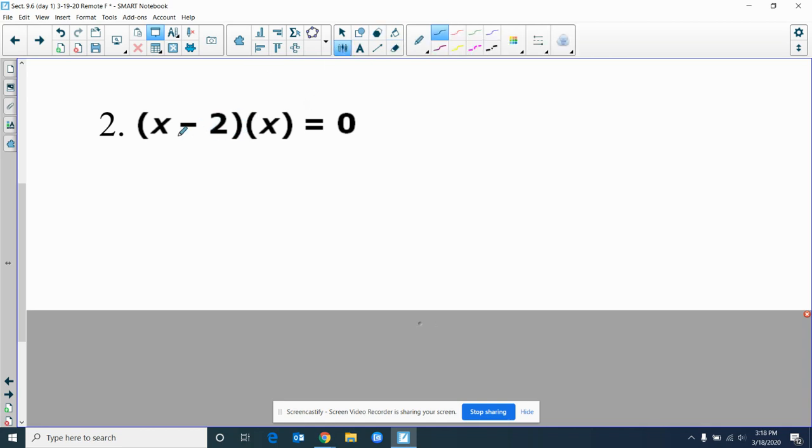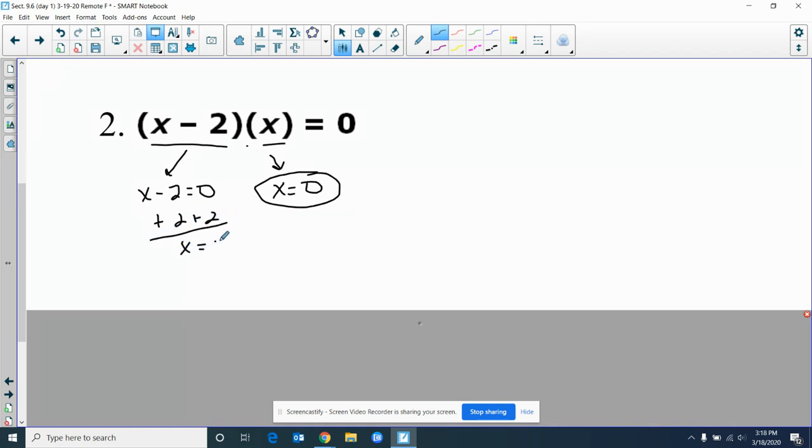So for this one here, I got x minus 2 in parentheses times x, and it equals 0. It always has to equal 0. What you can do is you can just set each piece equal to 0. Well, this one's done. Don't have to do anything to that. Well, x minus 2 equals 0. You still got to get x by itself. You have to add 2. You get x equals 2. Two answers in this case, 0 and 2. No matter which one you plug in, it's going to work. It's going to give you an answer of 0.